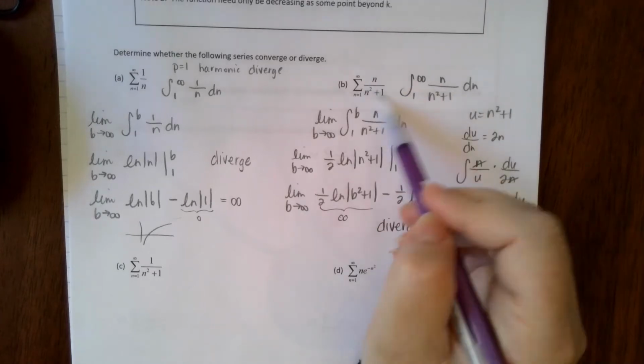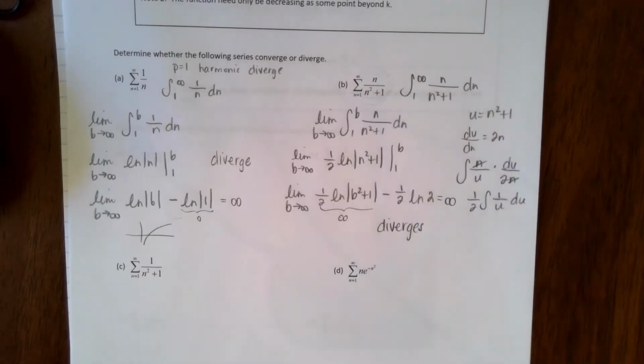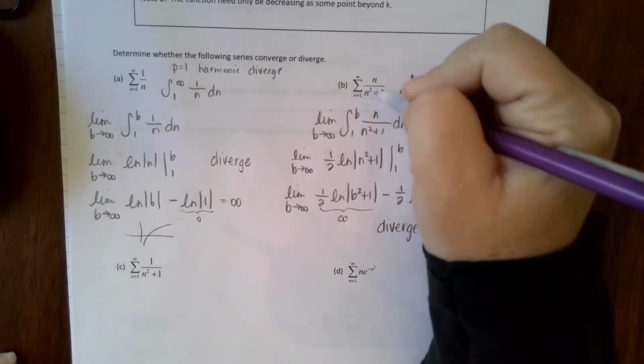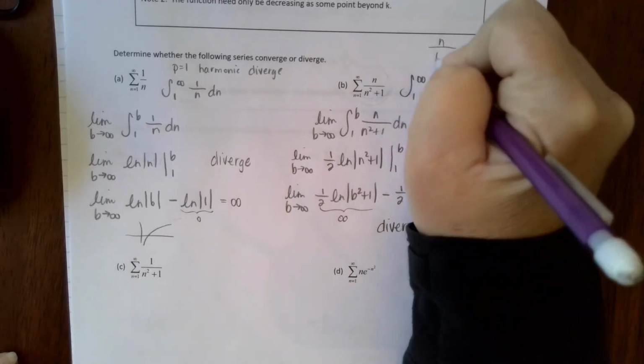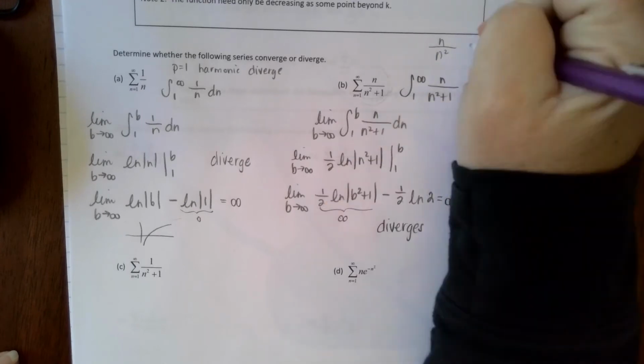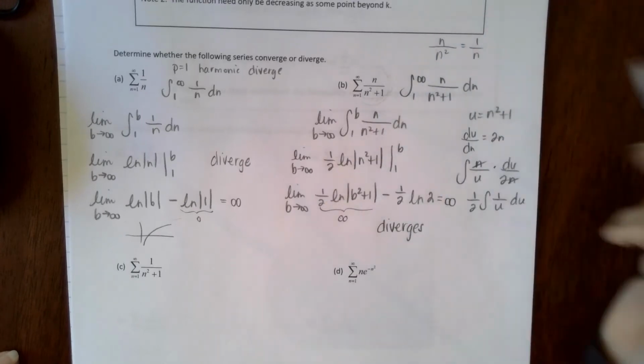Now, if we look up here, we're going to be doing 2 other things today. We're going to be doing something called direct comparison test, which is not my favorite either, and then limit comparison test. Limit comparison test is one that I like. You also did it in math analysis. It's one that you're going to see a lot. This is kind of looking like if we were to mimic this equation of n over n squared and get rid of that plus 1, it would be like 1 over n.